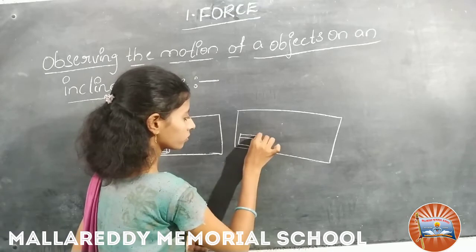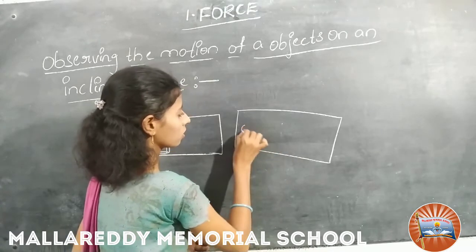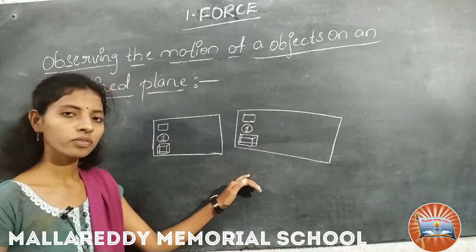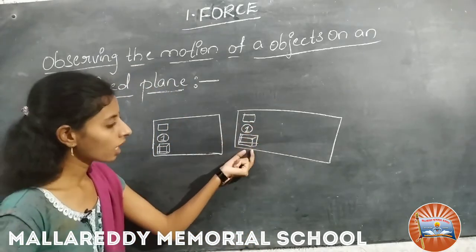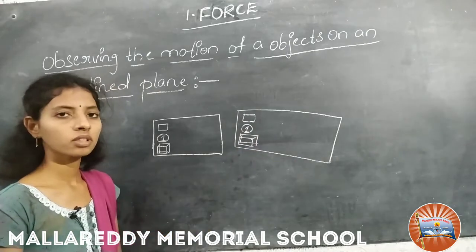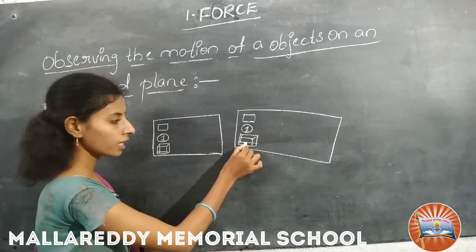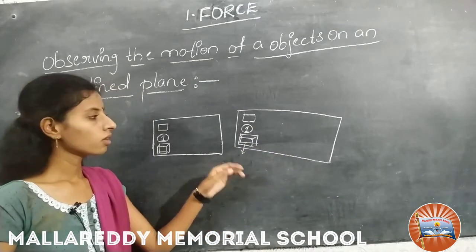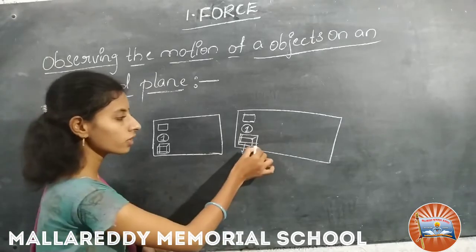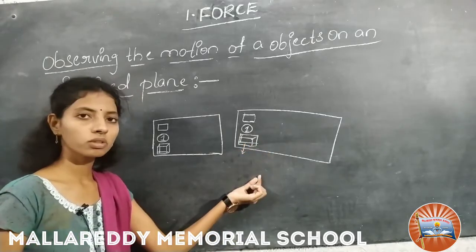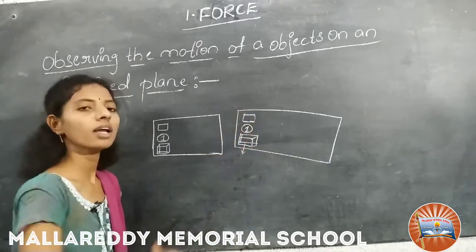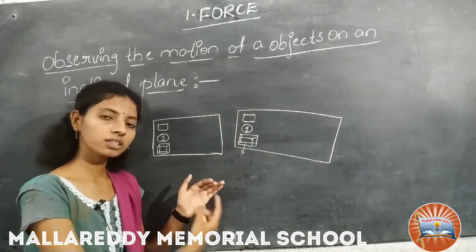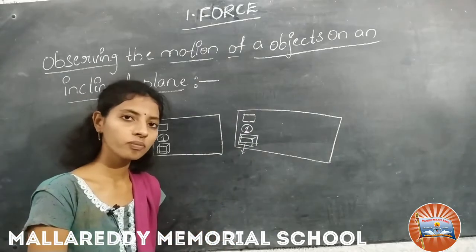Now, what do you observe here? Which object slides fastest here? So from these three, the ice cube will slide down fastest. Why? Because the surface of the ice cube is smooth when compared to the 1 rupee coin and eraser. Yes, here these three objects experience the same resistance to the motion here.